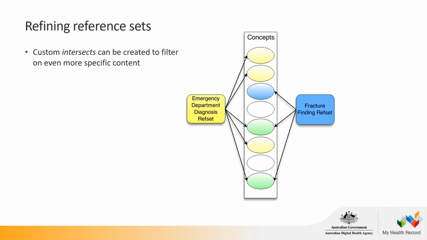You can also create custom intersects. For example, you start with the Emergency Department Diagnosis Reference Set, but you only want the concepts related to fracture, so you would use the Fracture Finding Reference Set to narrow down the concepts you want to the green circles. You can use this method to create your own reference sets for your implementation. That is, start with those available nationally and then customize it based on your requirements.